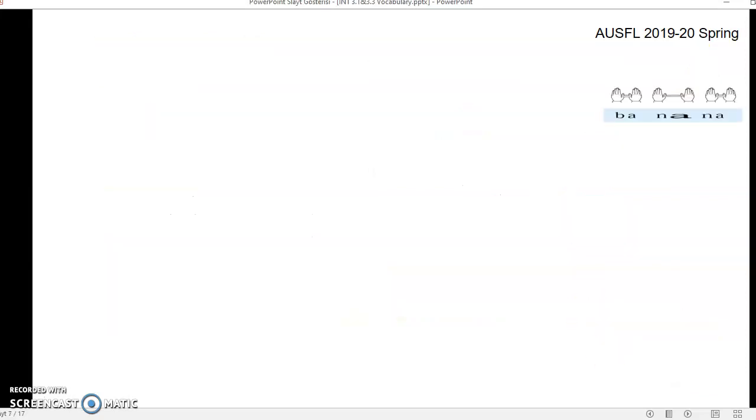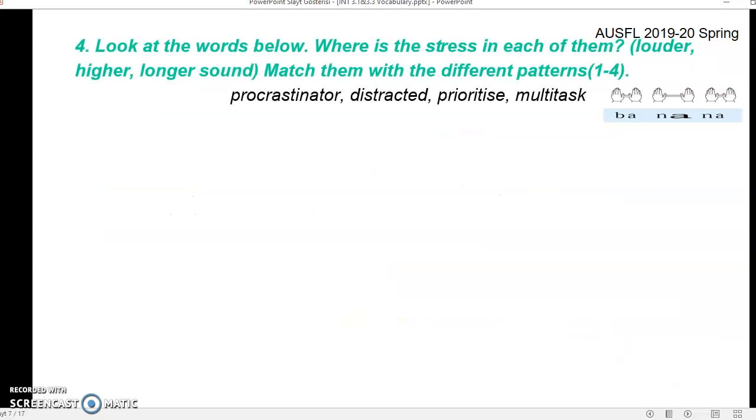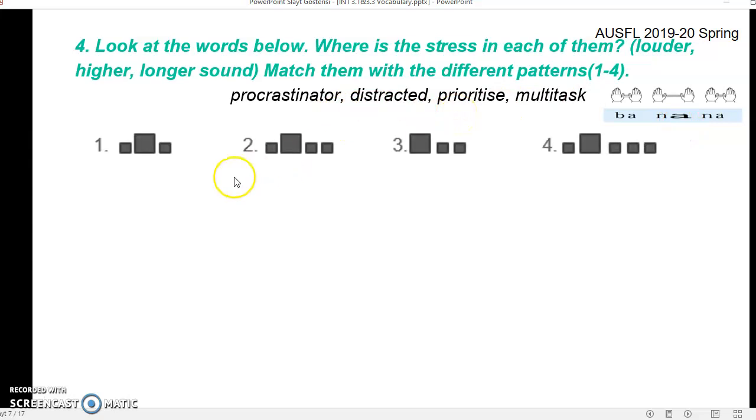Let's have a look at pronunciation. We will find the stress. Stress in a word means louder, higher, and longer sound. I have one example for you here. Banana. So here is the stress. Here I have 4 words and 4 stress patterns. I will repeat them 3 times. Can you find the correct patterns for the words?